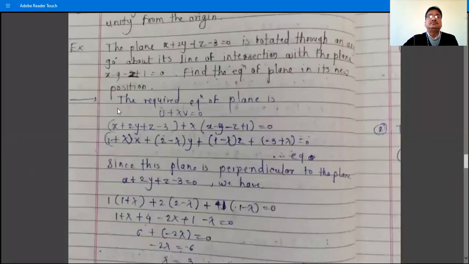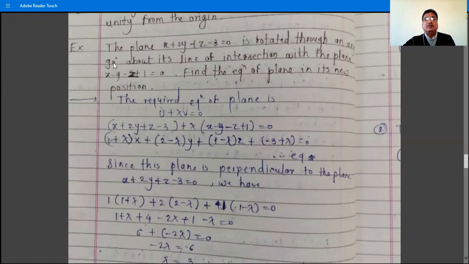Next example: the plane x plus 2y plus z minus 3 is equal to 0 is rotated through an angle of 90 degrees about its line of intersection with the plane x minus y minus z plus 1 is equal to 0. Find the equation of the plane in its new position. That is, the plane x plus 2y plus z minus 3 is rotated through an angle of 90 degrees, which means it is perpendicular to the plane x minus y minus z plus 1 is equal to 0.